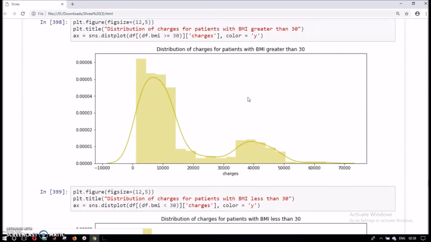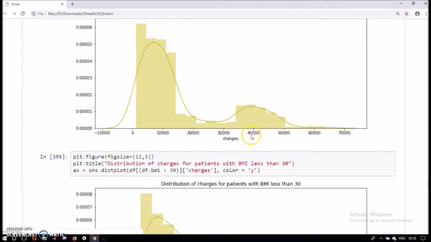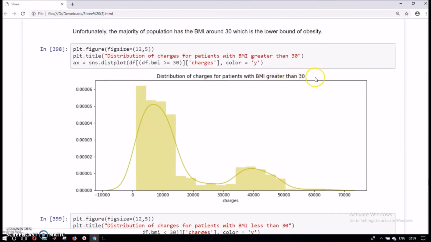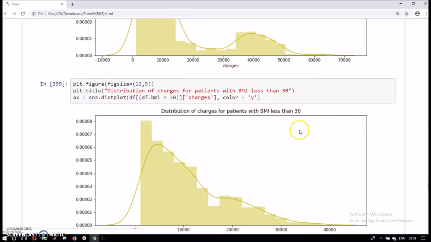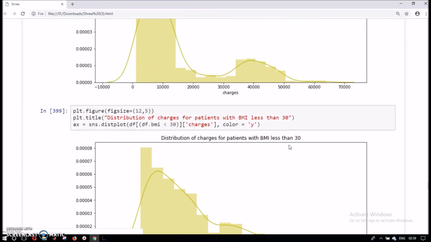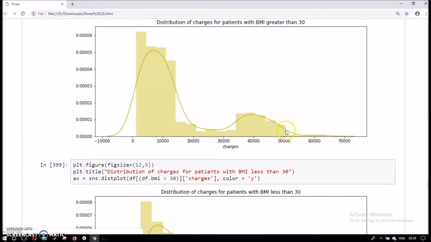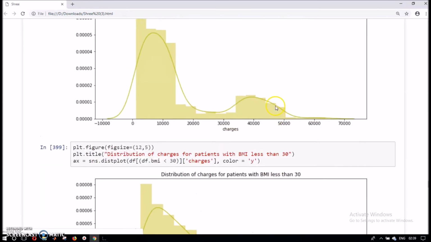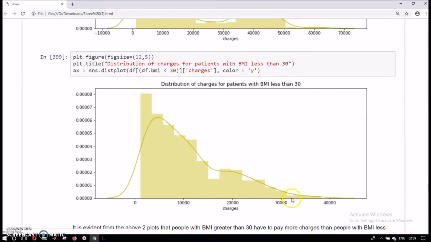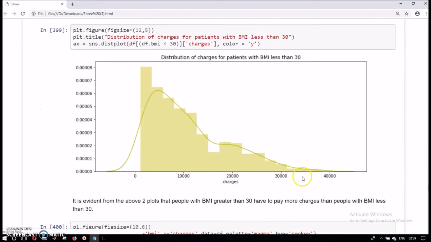Now, what do you think? Does their BMI affect the charges they pay? Let's see it. The following two curves are based on the people who have BMI greater than 30 and those who have BMI less than 30. From these two, there is not a lot of effect on the charges, but yes, we can see that people having greater than 30 BMI have to pay a huge sum, whereas we don't find any value greater than 40,000 in the people with less than 30 BMI.